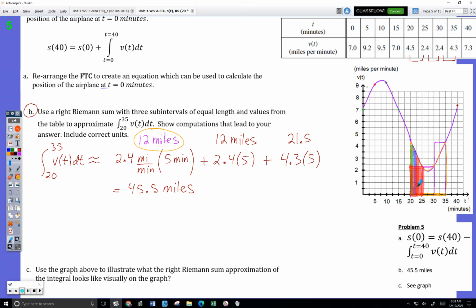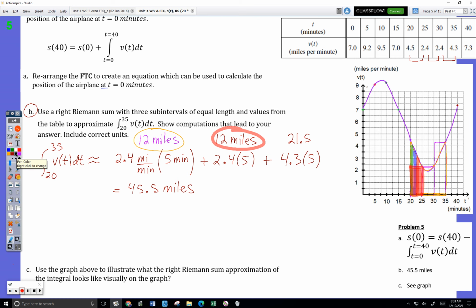Raise your hand, please. From time 25 to 30, is this 12 miles an underestimate or an overestimate? Hands up. There we go. Let's go, Bridger. Overestimate. How many agree? Solid. Okay. I need someone to raise their hand and tell me.